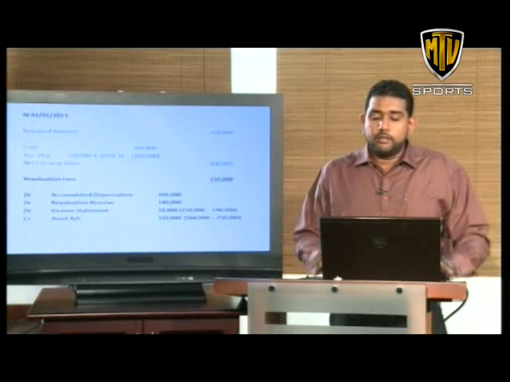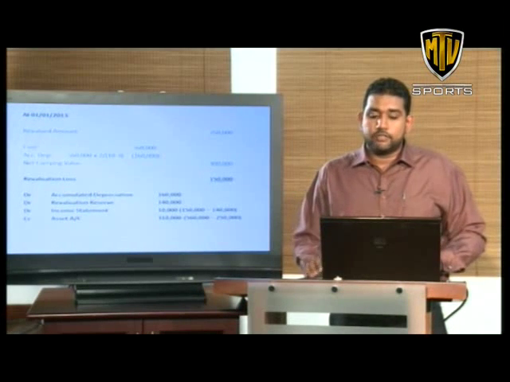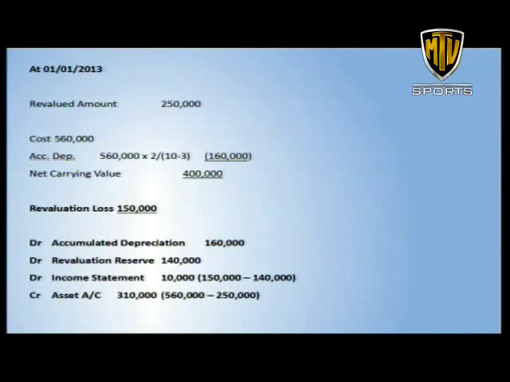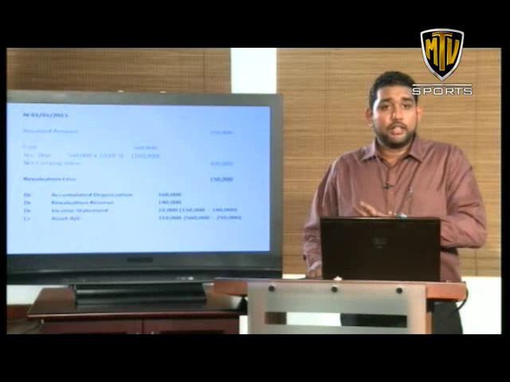So the adjustment will be to reduce the asset value down to $250,000, remove the depreciation, debiting accumulated depreciation by $160,000, take it out, reduce the asset value from $560,000 to $250,000, take it down by $310,000. And how are we going to account for the loss? Remember, we do have a revaluation gain that we recognized before.